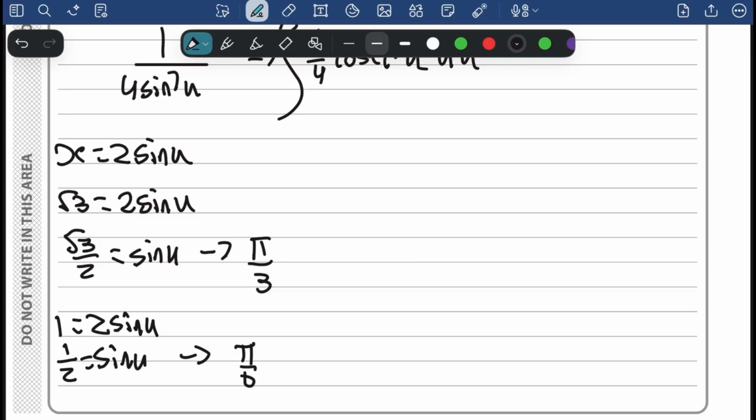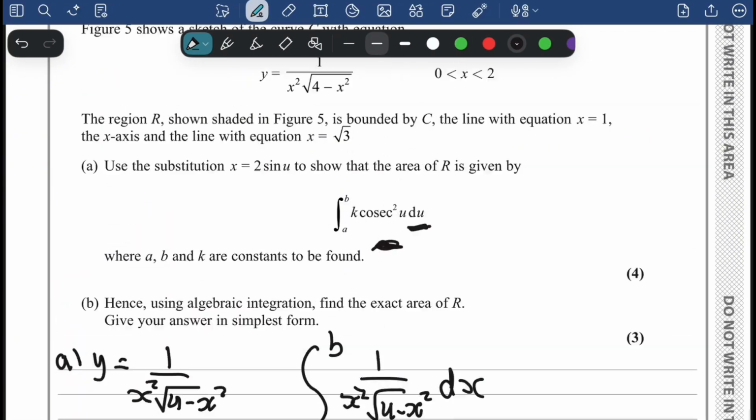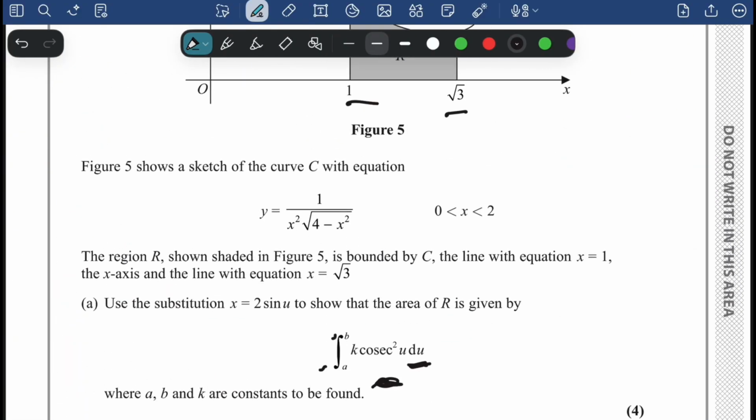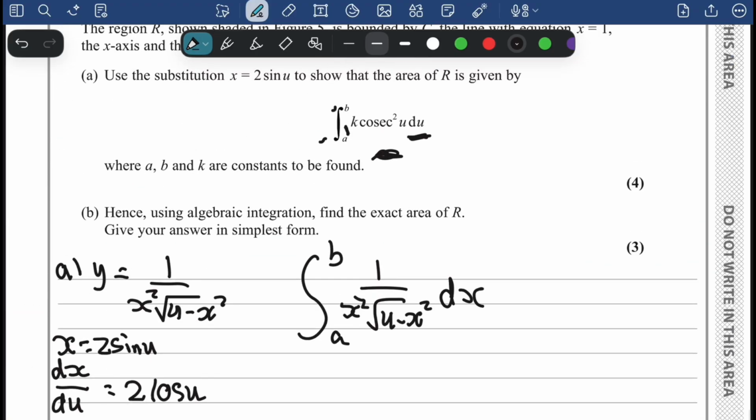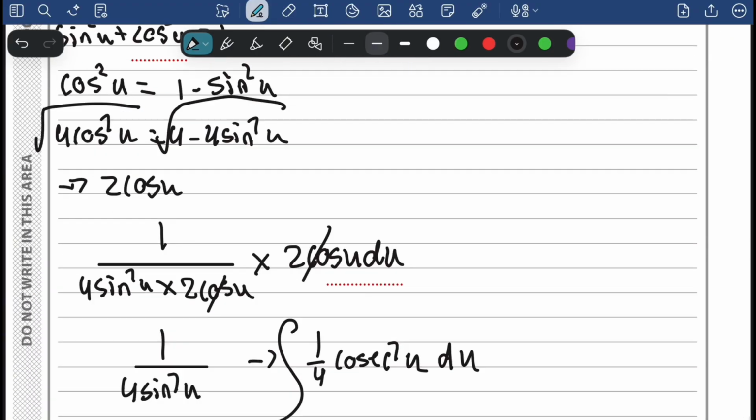And obviously, we know that pi over 3 is greater than pi over 6, right? So our final integral will just be given by this: a quarter cosec squared u du between pi over 3 and pi over 6. And there we have shown what b and a are, and we've shown k as a quarter, right? So now part B says, using algebraic integration, find the exact area of R. Well, notice there's only 3 marks, right?